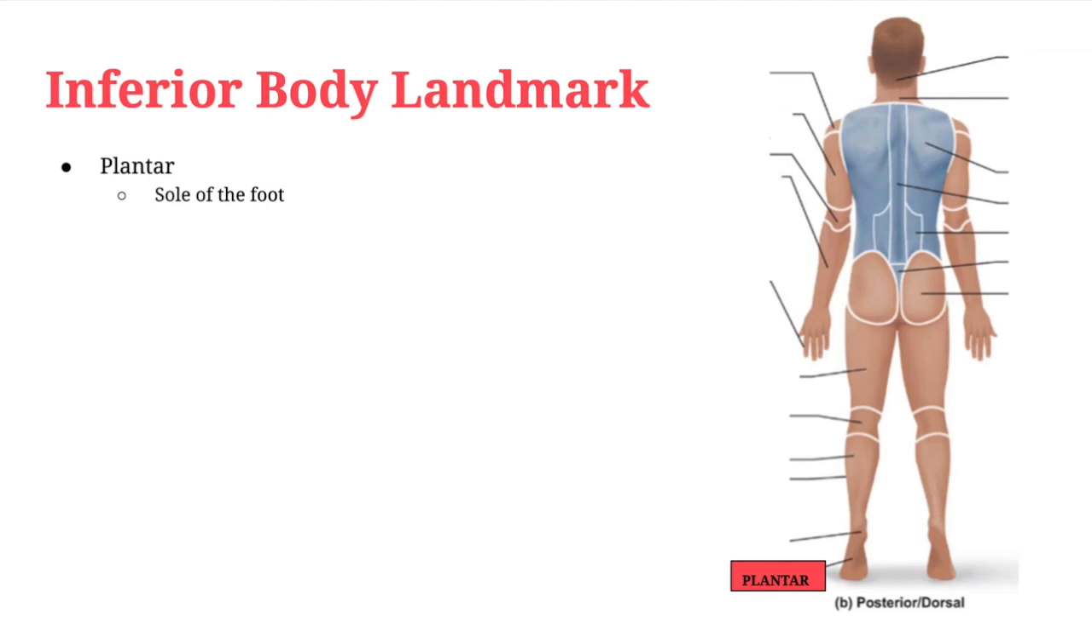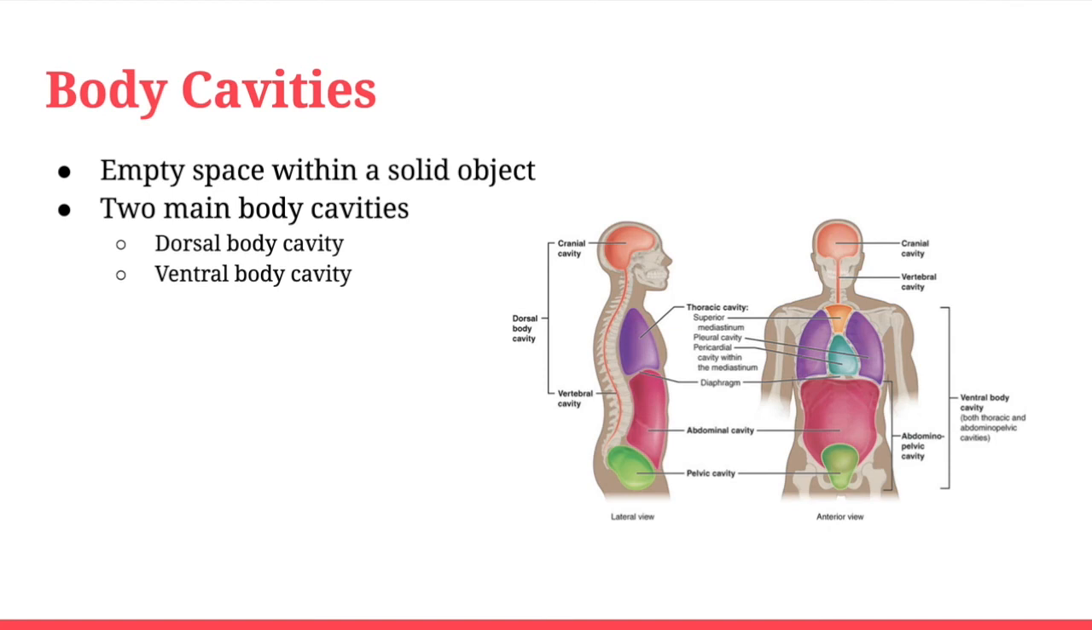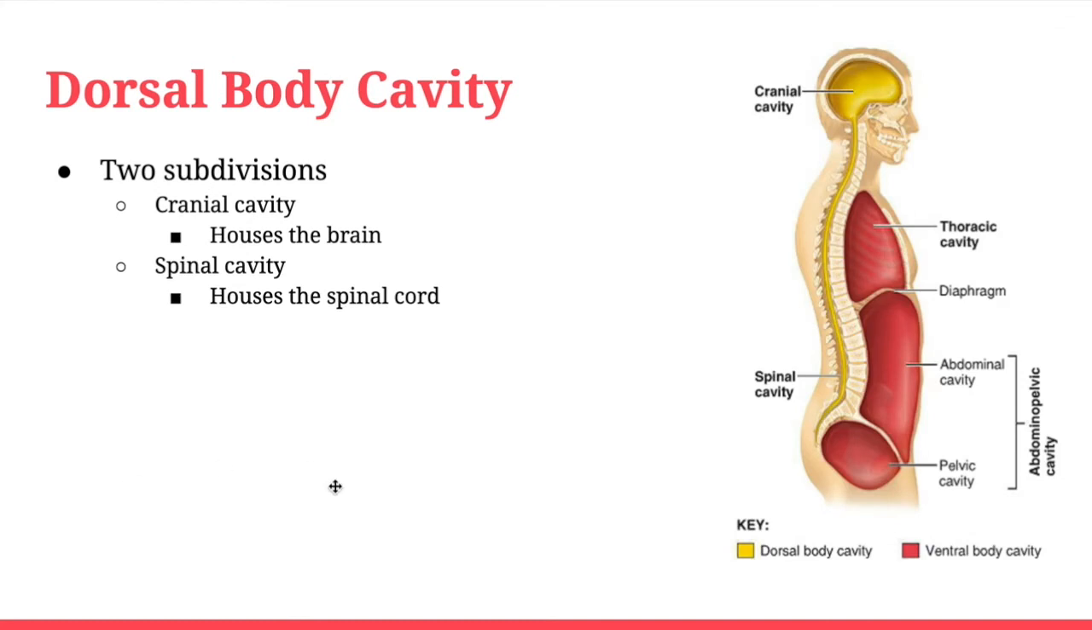The last thing we have to go over today are body cavities. A body cavity is just an empty space in a solid object, and they're going to be filled by organs in our bodies. There's two main body cavities, the dorsal body cavity, which you can see in orange here, and then the ventral body cavity, which on this same part of the diagram looks purple, pink, and green. We're going to start with the dorsal body cavity, and that has two subdivisions. It has the cranial cavity, which houses your brain, and it has the spinal cavity, which houses your spinal cord.